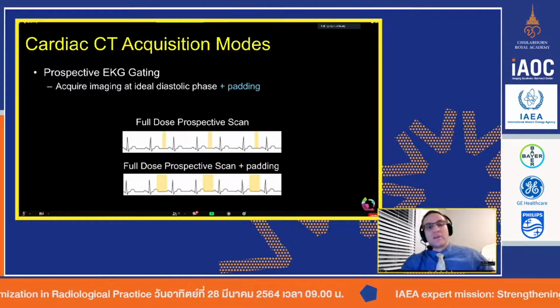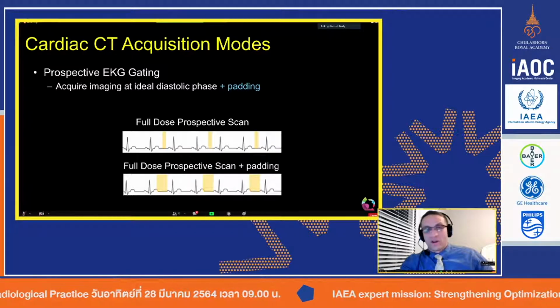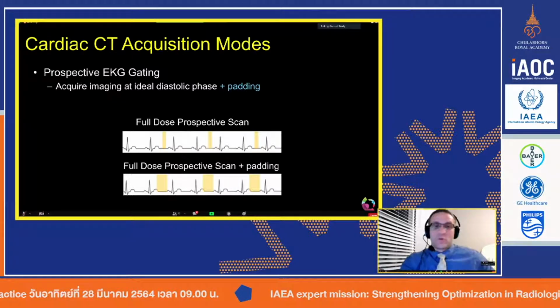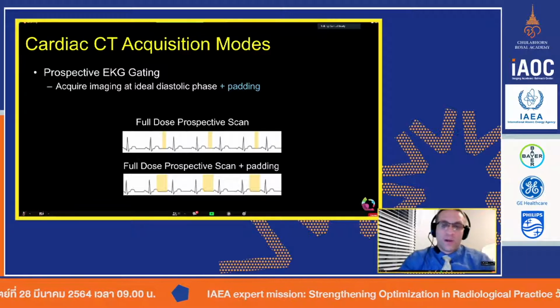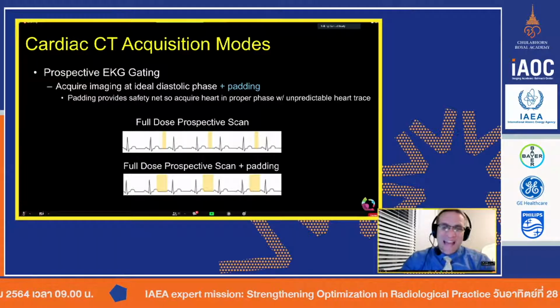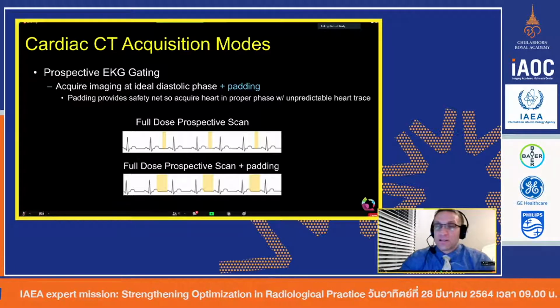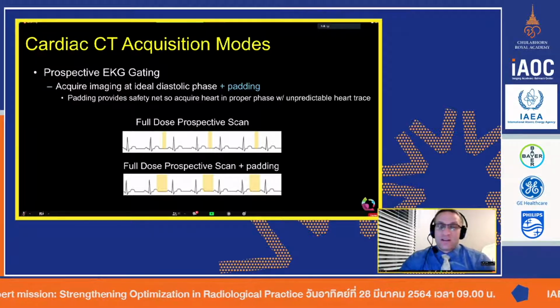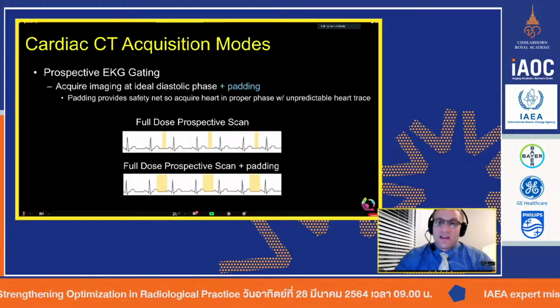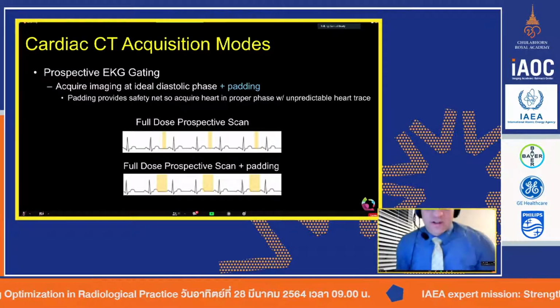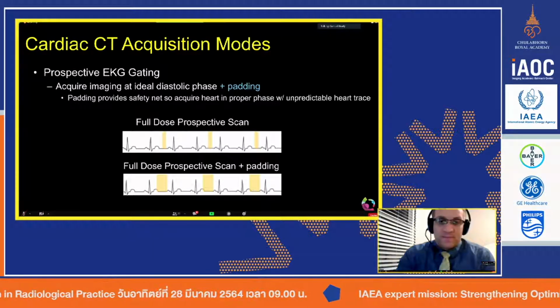We got the data we needed. We did acquire just a little bit longer, but it was worth it because we were able to get the right amount of data, and we didn't know exactly when we needed to collect it. So doing this padding, though it does increase the dose, it does increase the amount of data that you collect, it gives you a lot more freedom to reconstruct the data.